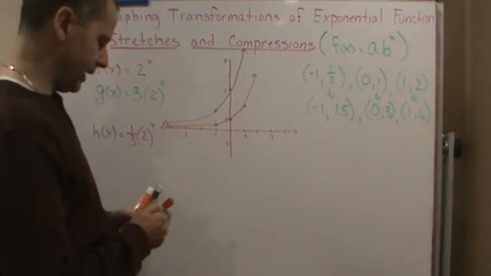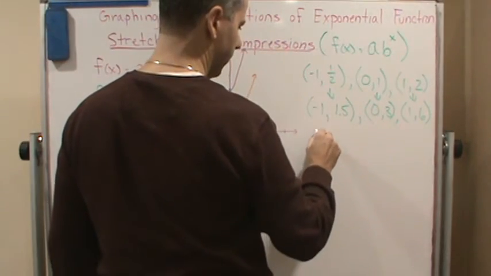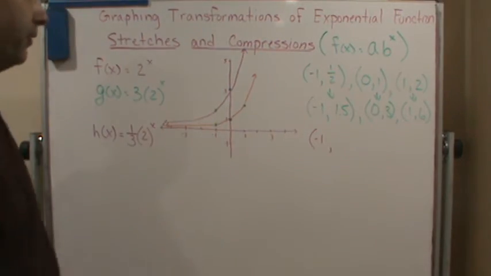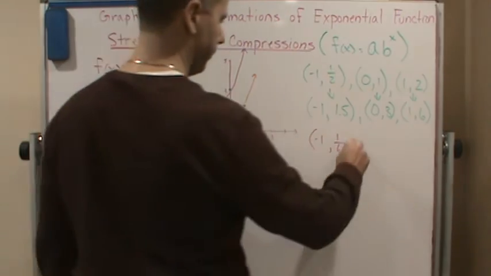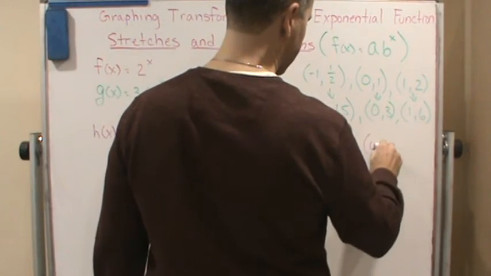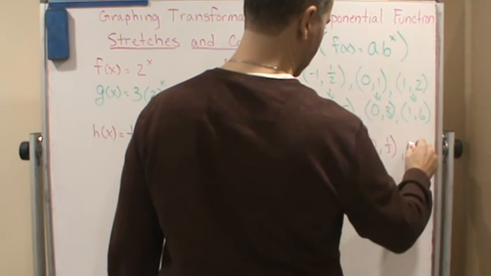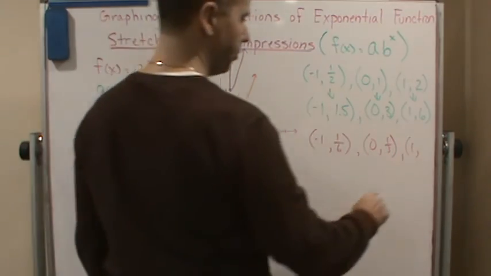Well, that means what's going to happen? Now these 3 points are going to go to what? It's going to be negative 1, now I'm going to multiply by 1/3, so that's going to be 1/6. And this is going to be 0, 1/3. And then this is going to be 1, 2/3.